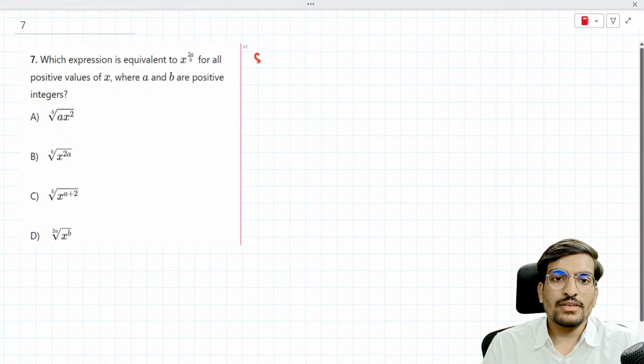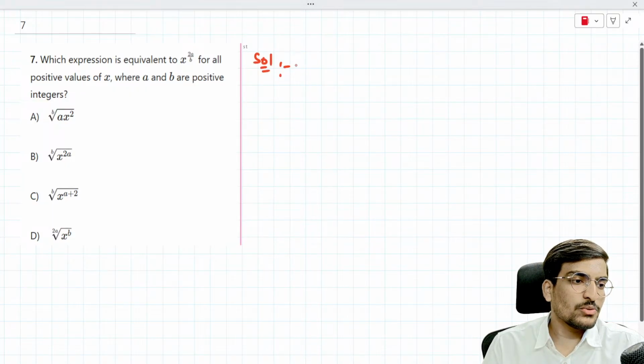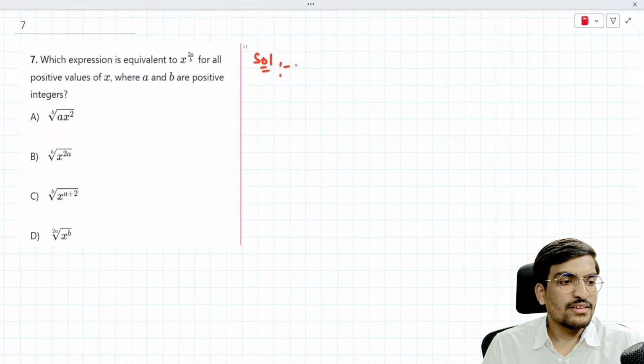Let's go for the next. I can see only Saidur Rahman is actually answering the questions. Only one, Sachin. Come on.